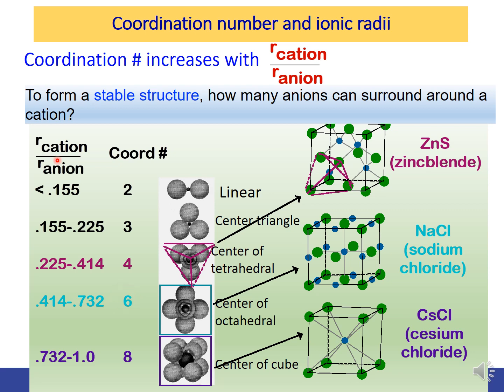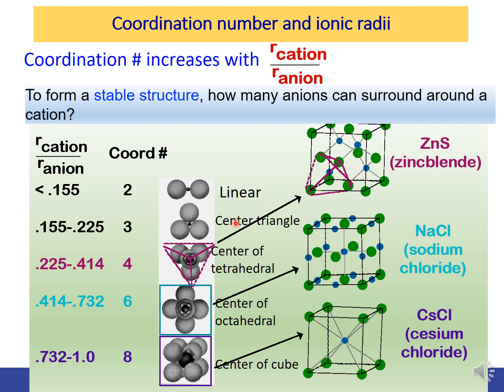And when RC over RA is larger, between 0.732 and 1, the coordination number is 8. That means we need to have 8 anions to form a void that is large enough to hold this cation, because the radii of the cation and anion in this category are very close.